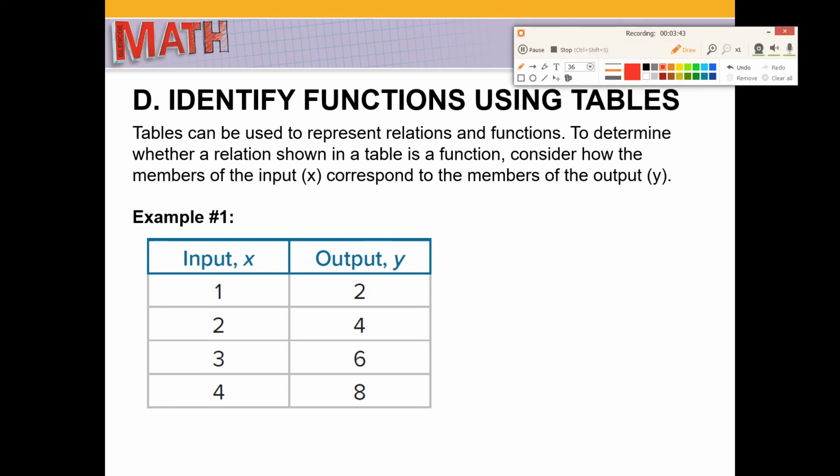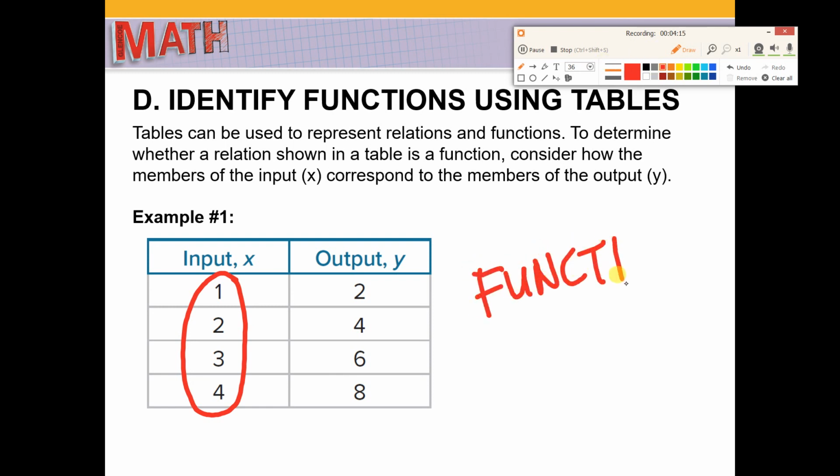Okay, let's have the first example. If you're given a table, actually it is very easy. You just have to focus on the input or the x values. So we just have to focus here. What are your x values? Your x values are 1, 2, 3, and 4. Are these numbers all different from one another? Yes. So this one is definitely a function. You just have to look at the x values. That's it.